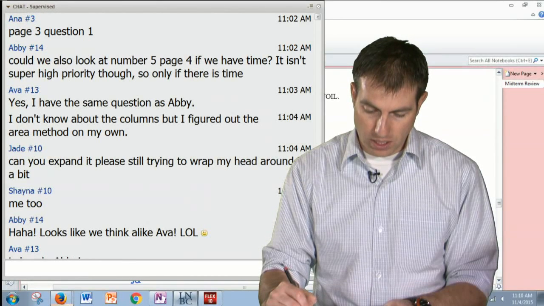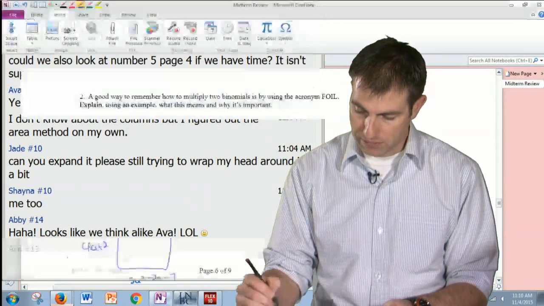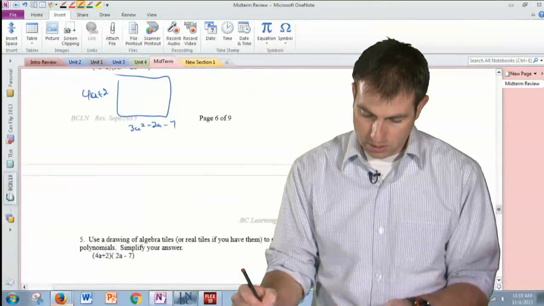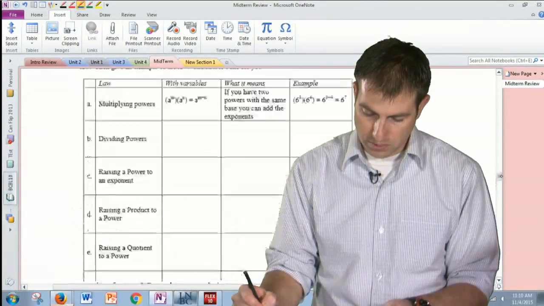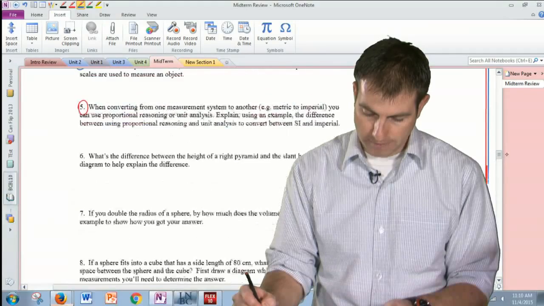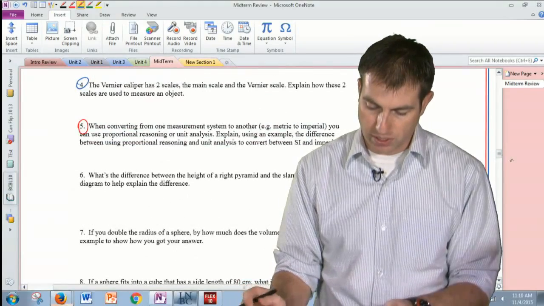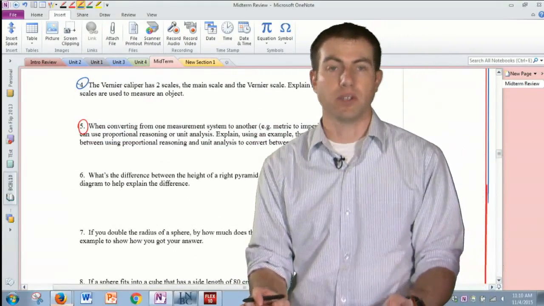Page 5, number 5, page 4, we definitely have time. Number 5, page 4. Oh, I circled it, but I never actually did it. I got caught up in the caliper and the micrometer questions.